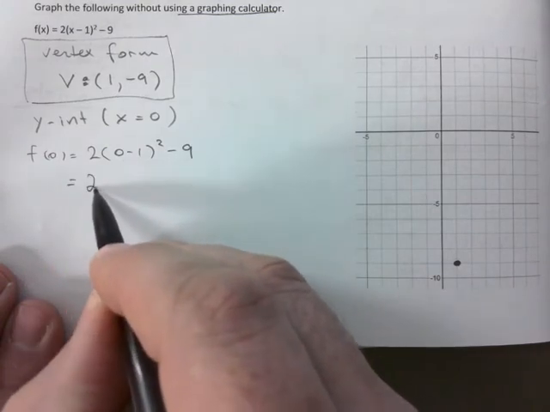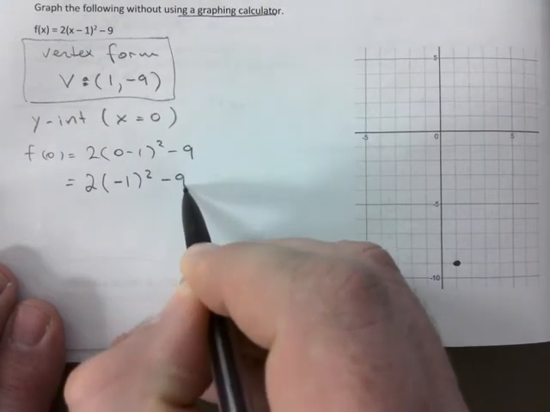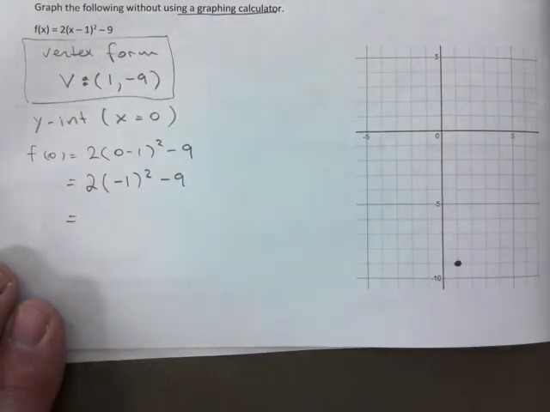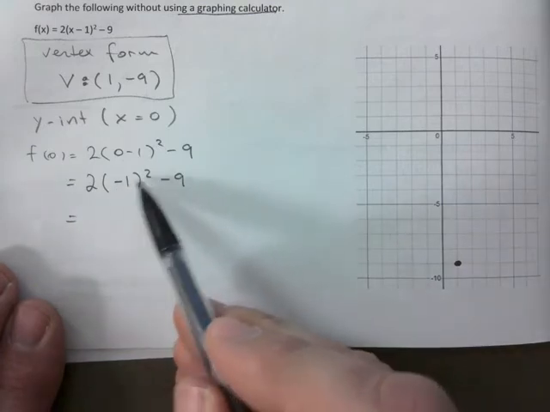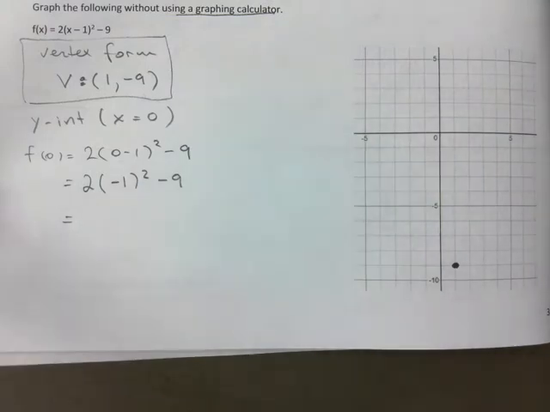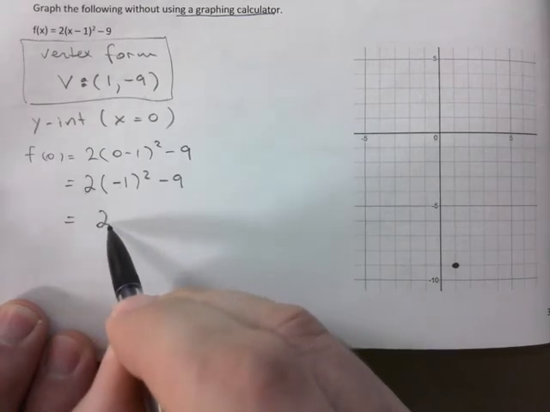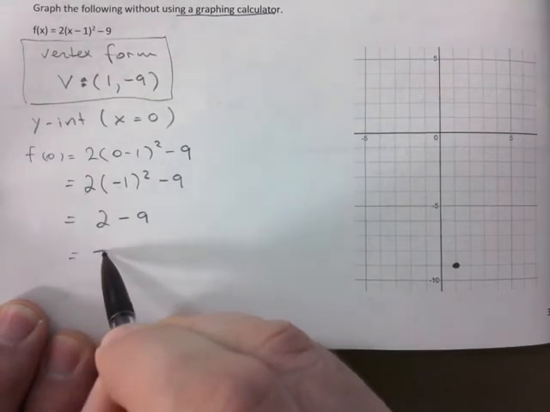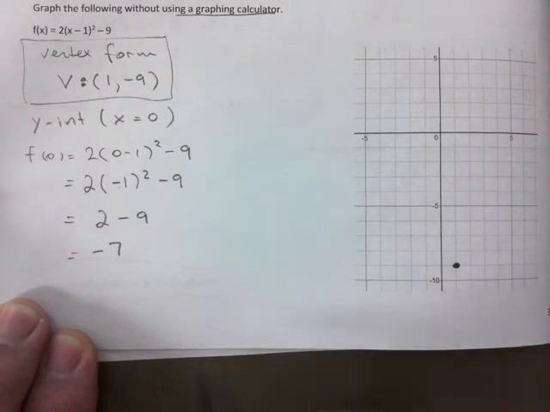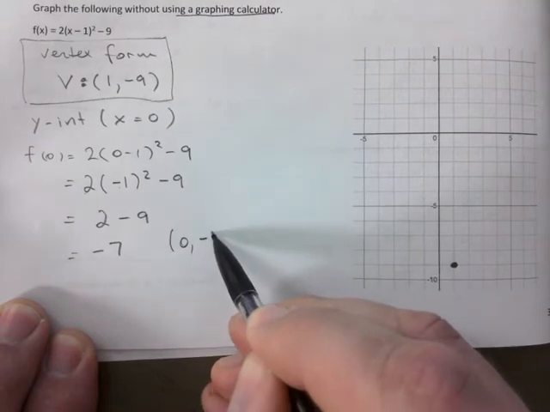And that gives me 2 times, this is just negative 1 squared, minus 9. You just have to know your BEDMAS here. What's negative 1 squared? It's so easy, but also missed easily. It's positive 1. If you have an even power, it's always going to be positive, right? So this is positive 1 times 2. It's just 2 minus 9. This is negative 7. What did you just find? You just found that the y-intercept is 0, negative 7. That's what you just found.